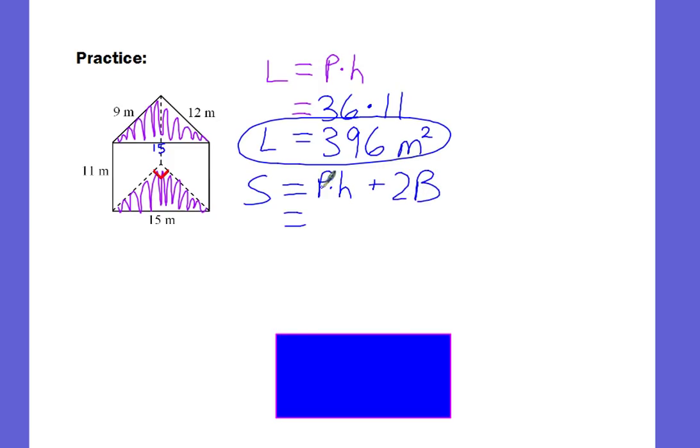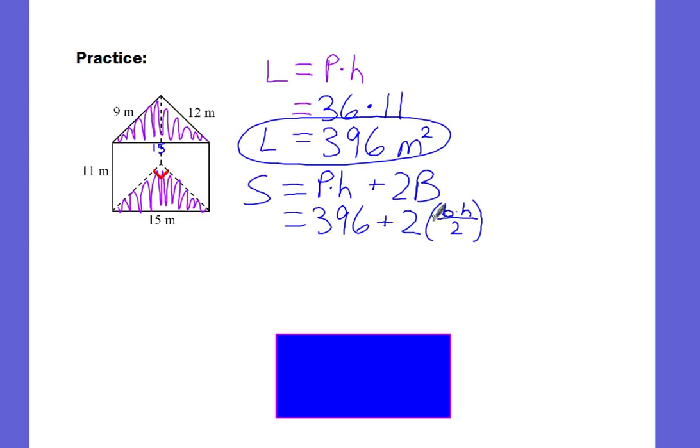So from here, instead of redoing perimeter times height, we just found that. So let's go ahead and just plug in 396 plus 2 times B. Now remember, this is the area of your base. So if you take a look at our base, it's a triangle. So that area formula is base times height divided by 2.